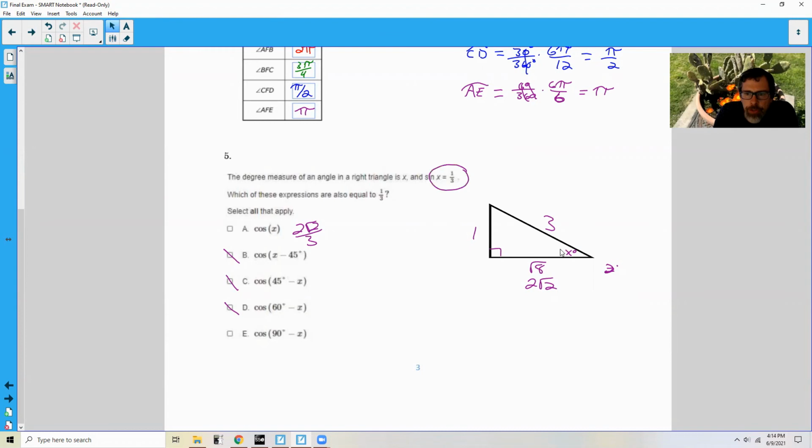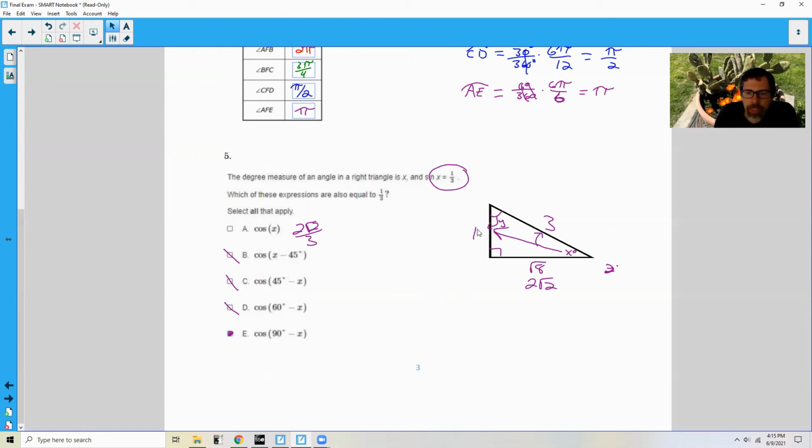But the cosine, so what are we doing? Sine of x is 1/3. So sine is opposite over hypotenuse. The cosine of 90 minus x would be this angle here. Remember, the two acute angles in a right triangle are complementary, or add up to 90. So the cosine of 90 minus x would be y. So the cosine would be adjacent over hypotenuse, 1 over 3. So the answer is E.